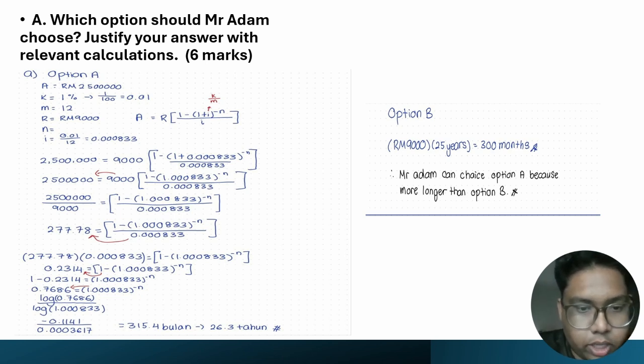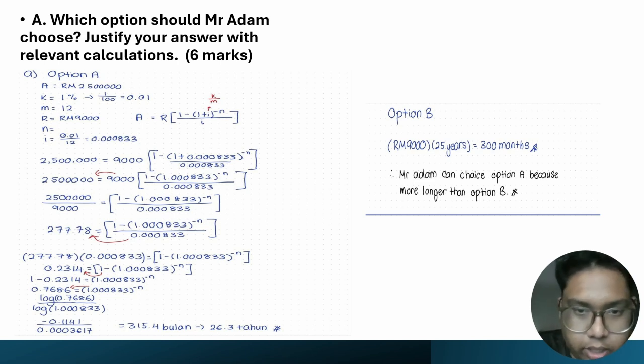After that, we move the 1.000833 to the other side, and we will take the log of 0.7686 divided by log 1.000833. So the answer we will get is negative 0.1141 divided by 0.0003614. After we calculate, we will get 315.4 months, and after we calculate for the years, we will get 26.3 years.